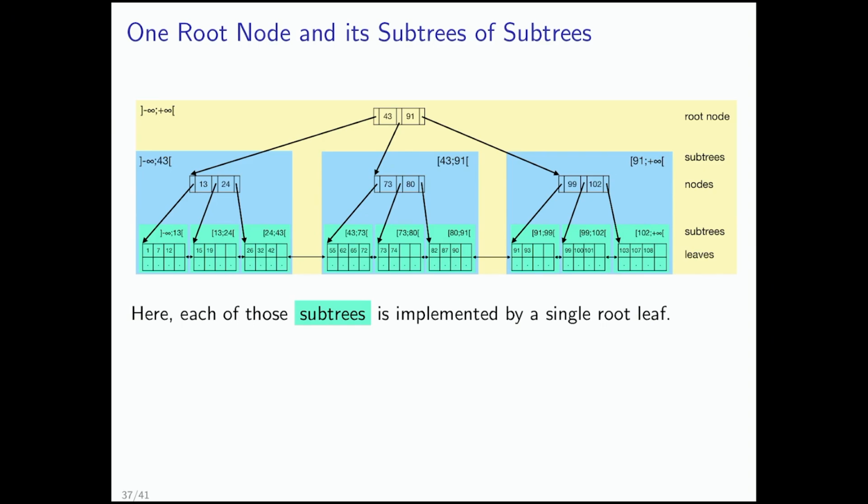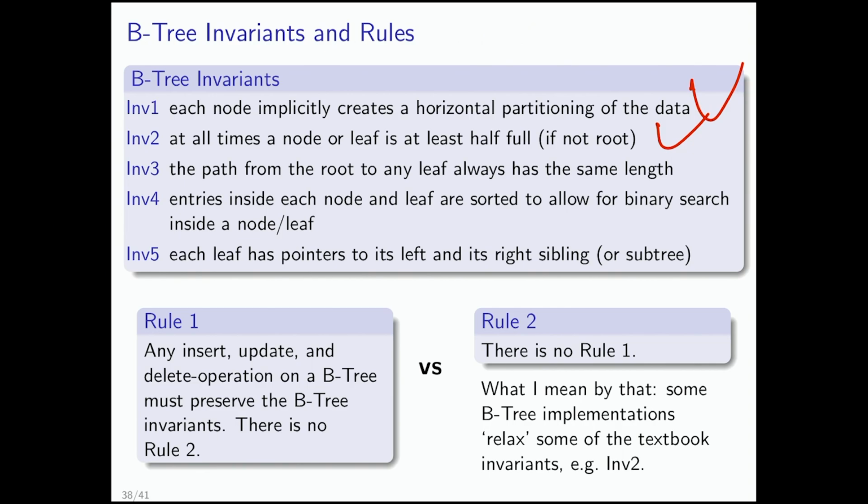What is the other thing called? AVL trees, and all these balanced binary tree structures. So this is also balanced. The path from the root to any leaf always has the same length. That's a balancing property we had. And entries inside each node and leaf are sorted to allow for binary search inside a node or leaf.